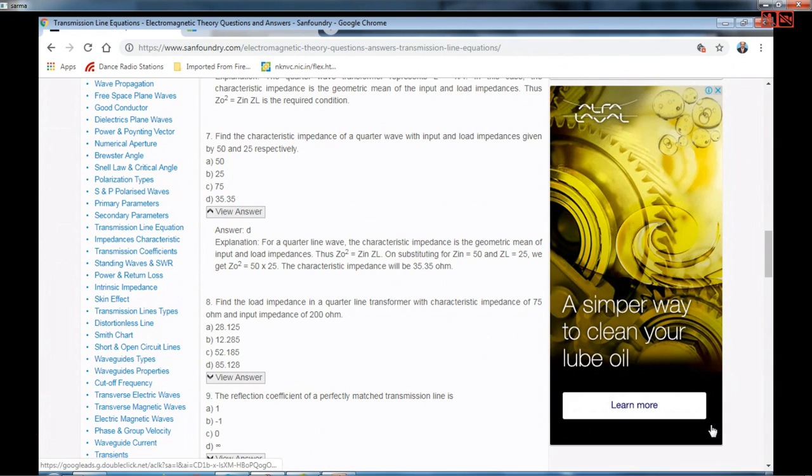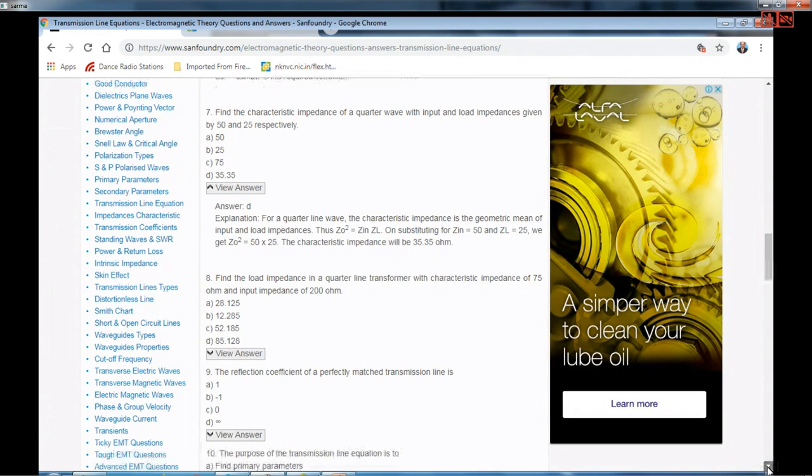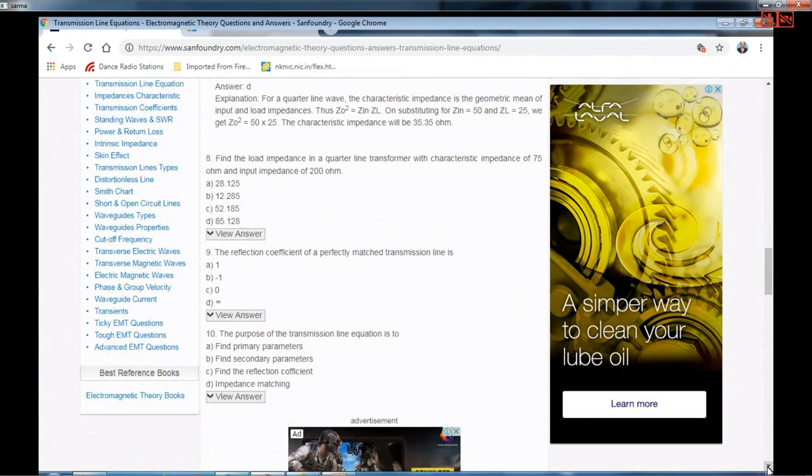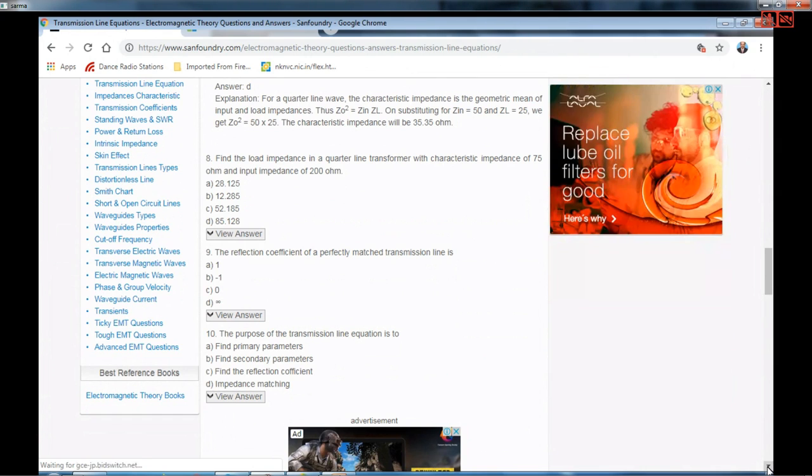Next question is 8. Find the load impedance in a quarter wave transformer with characteristic impedance of 75 and input impedance of 200 ohms. So the characteristic impedance is given, the input impedance is given, and now we are asked to find the load impedance value. That means how much load is required to connect with a 75 ohm quarter wave line so that the input impedance comes out as 200 ohms.